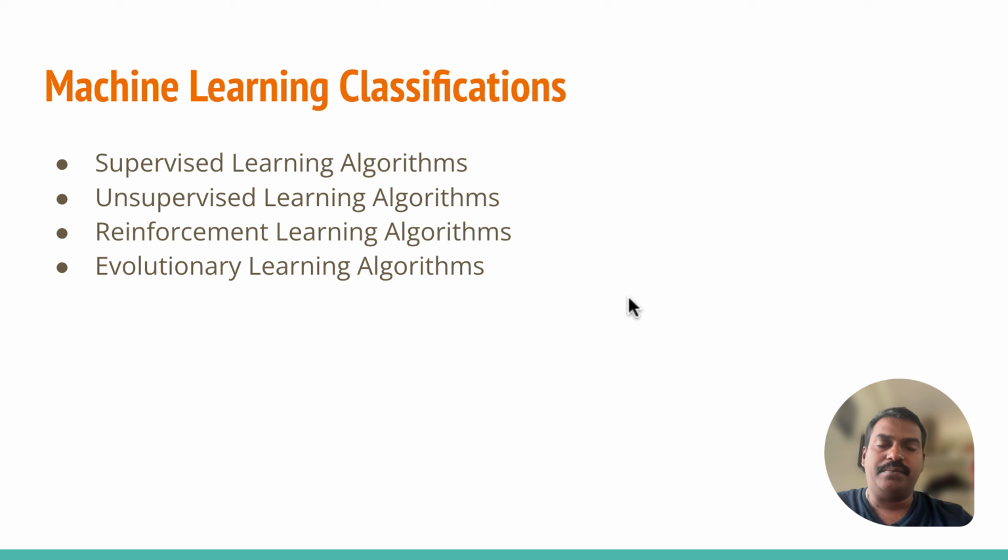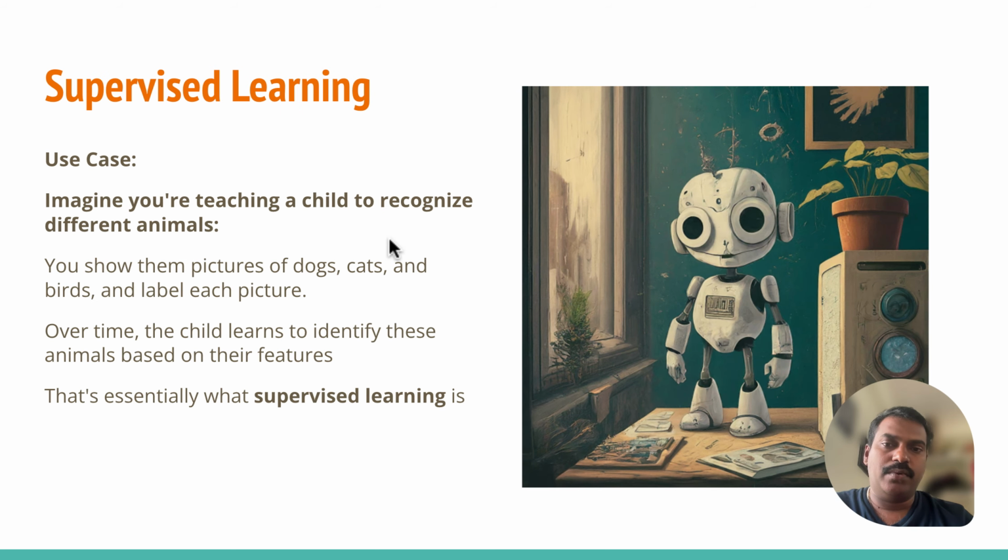Okay, so how do we generally do machine learning? We have different classifications: supervised learning algorithms, unsupervised learning algorithms, reinforcement learning, and evolutionary learning algorithms. So now let's look at each individually. First, supervised learning. Let's take an example.